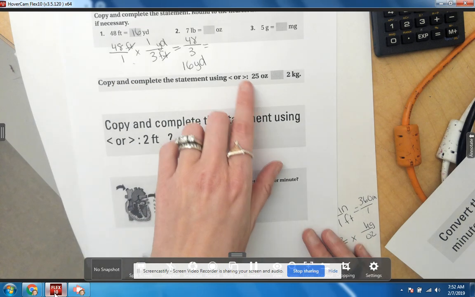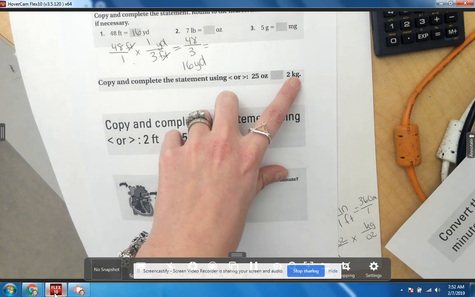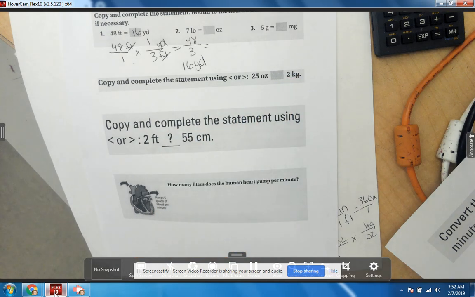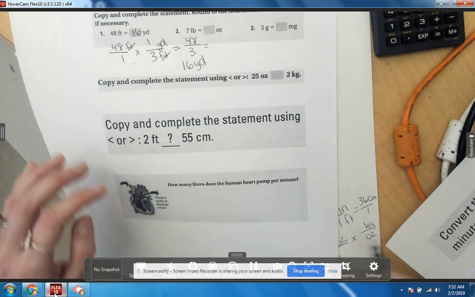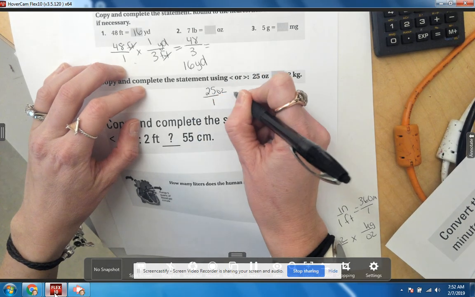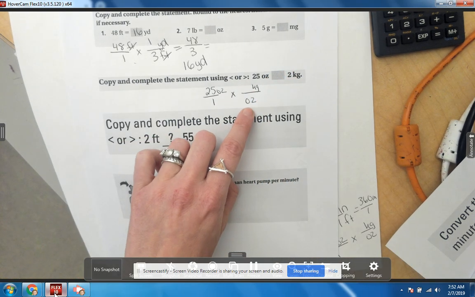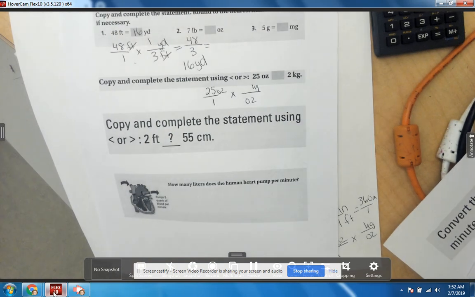Okay, so now it says figure out which one's bigger, 25 ounces or 2 kilograms. So what I'm going to do, you can do it either way, but I'm going to figure out how many ounces are in a kilogram or how many kilograms are in a pound, whichever is easier. I might do ounces to kilograms. So I'm going to do 25 ounces over 1 times, I want to get rid of ounces and I want kilograms. So I'm going to put ounces on the bottom, kilograms on the top. So I'm looking at my chart right now.